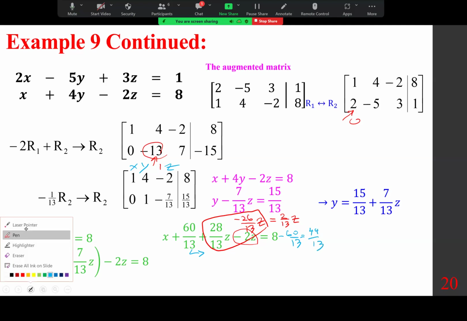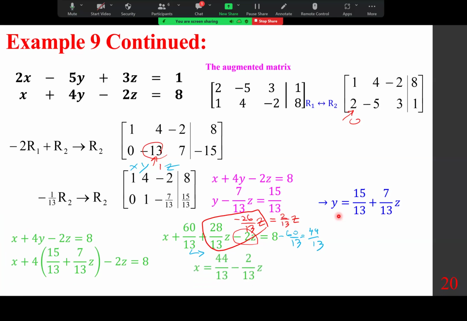And so what happens is x equals 44 over 13, and 2 over 13 z goes to the other side, becomes negative. And now here's what you have. This is the value of x: 44 minus 2z over 13, they have the same denominator. This is the value of y, 15 plus 7z over 13, and z. This is the way you write the solution to a system of equations when it's dependent and it has infinitely many solutions.